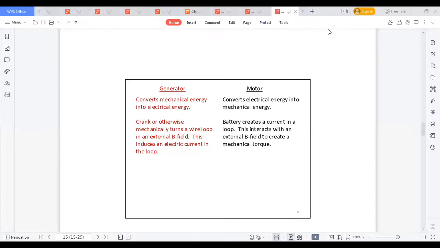Now there is a little bit of difference between generator and motor. A generator converts mechanical energy into electrical energy, but a motor converts electrical energy into mechanical energy. A crank or otherwise mechanically turns a wire loop in an external magnetic field B. This induces an electric current in the loop. But for a motor, a battery creates a current in a loop. This interacts with an external magnetic field to create a mechanical torque. Here, for a motor, there will be a mechanical torque.